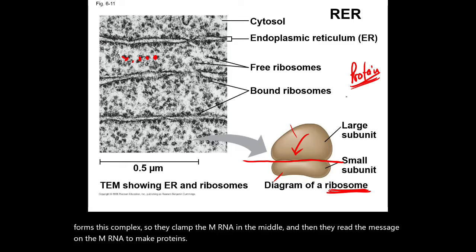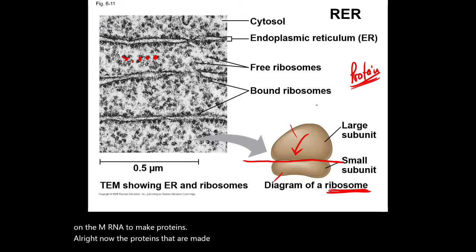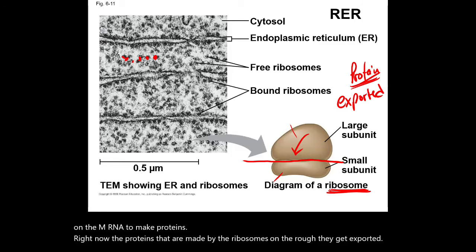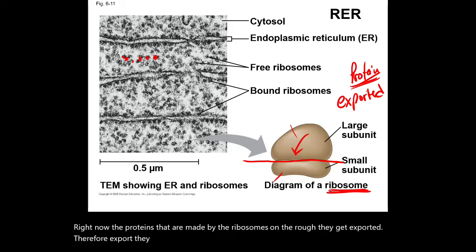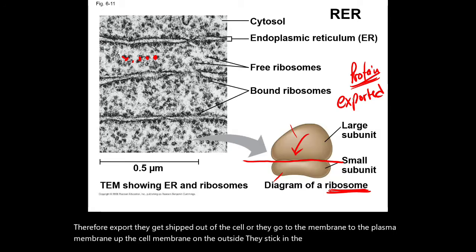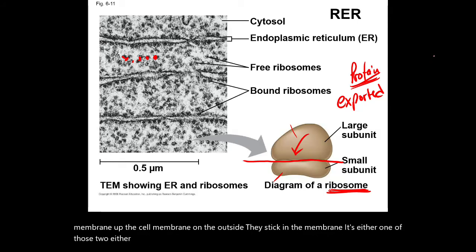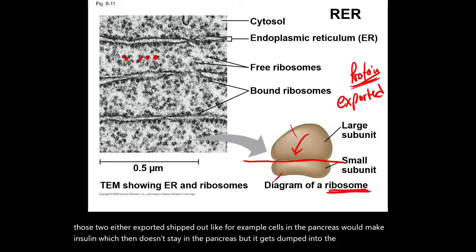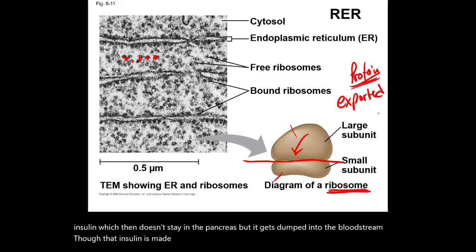All right, now the proteins that are made by the ribosomes and the rough ER, they get exported. Therefore, export. They get shipped out of the cell, or they go to the membrane, to the plasma membrane, the cell membrane on the outside. They stick in the membrane. It's either one of those two, either exported, shipped out, like for example, cells in the pancreas would make insulin, which then doesn't stay in the pancreas, but it gets dumped into the bloodstream. That insulin is made on rough ER ribosomes.